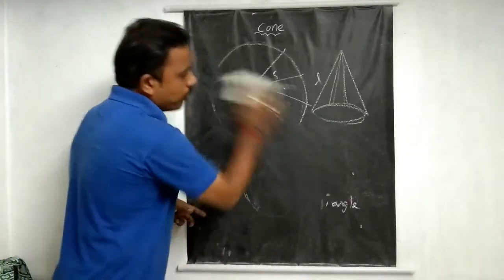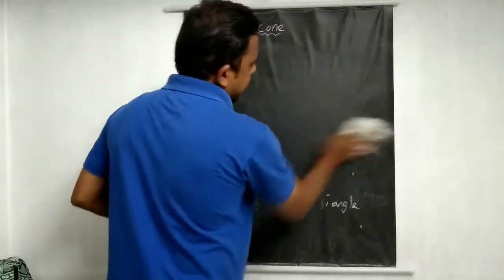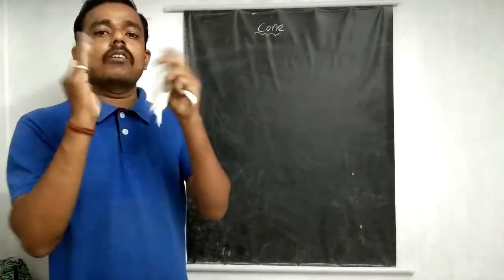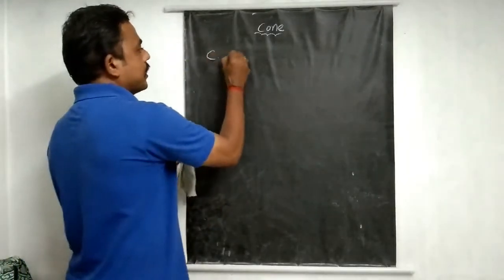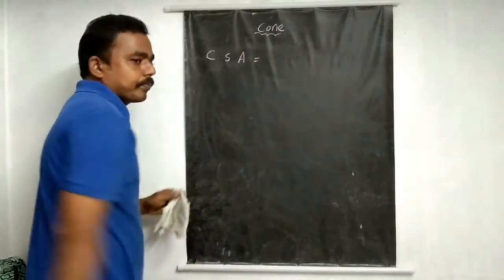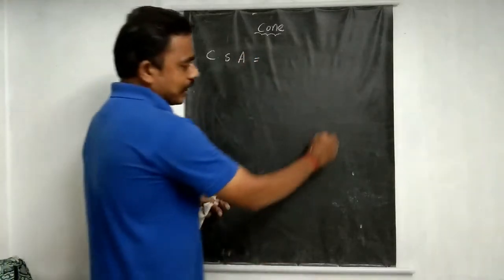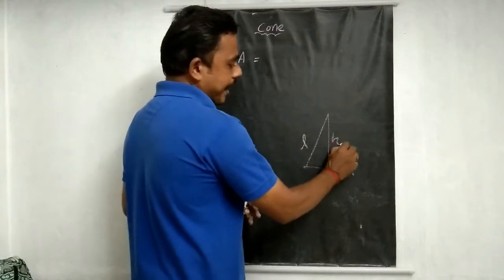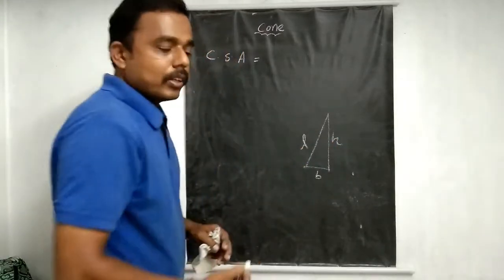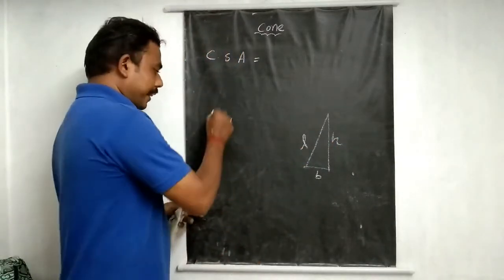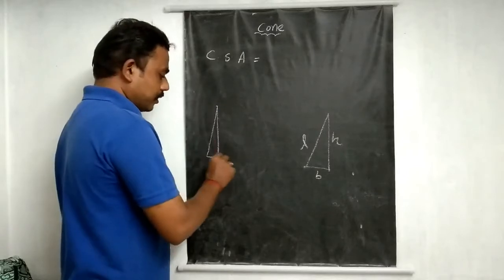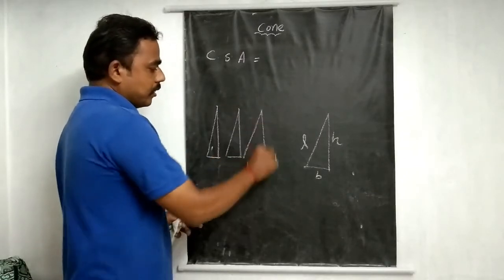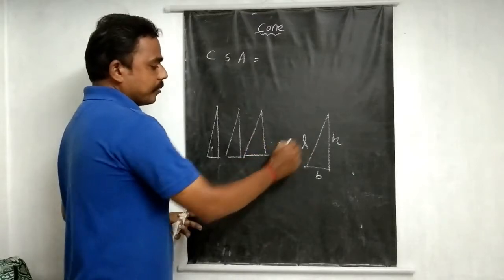The area of the cone means we are going to look at the curved surface area of the cone. Now consider this is our triangle. This is the slant height I am going to consider. This is the height. This is our base. So I am going to arrange such pieces: first piece, second piece, third piece, like that.